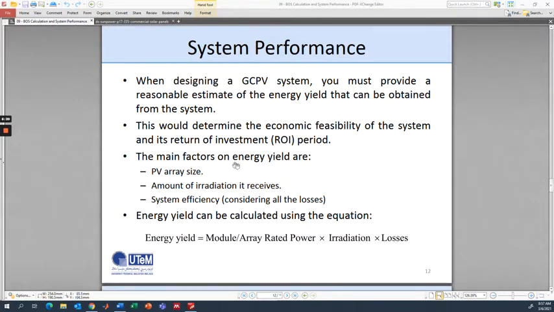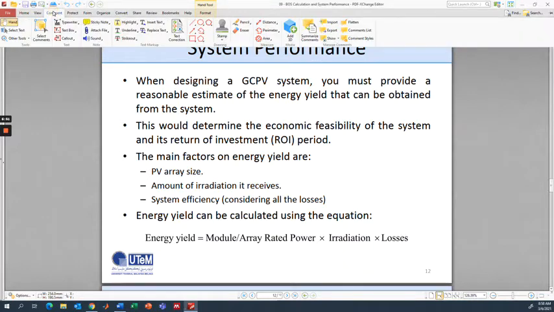The first thing we want to calculate is the energy yield. Yield is equivalent to the output. It's dependent on these three elements: the PV array size, the amount of irradiation it receives, and the system efficiency, considering all the losses. Okay, there's an error here. I need to correct this equation. It's not the losses, it's the efficiency.